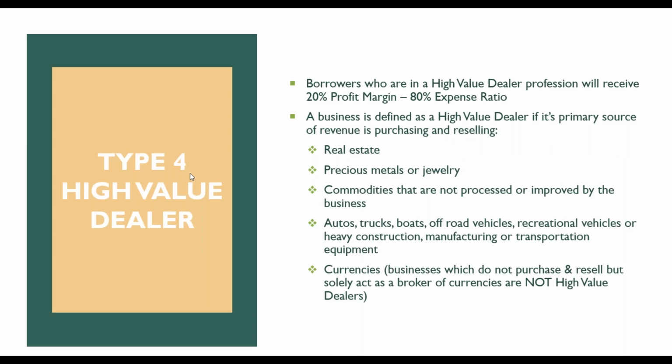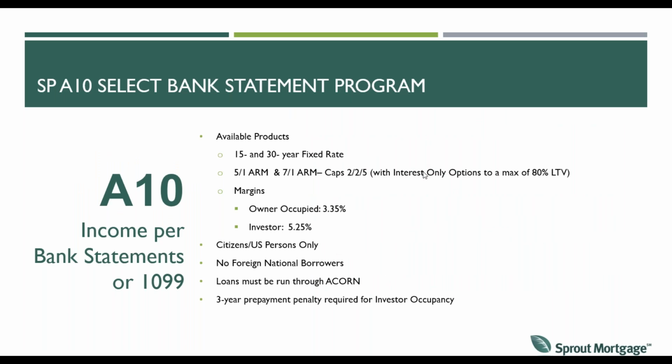The last one is a type 4. They're a very high value dealer. You see they have a huge expense factor just for the fact that they're doing high dollar amounts. They're doing commodities, precious metals, real estate, anything that's, you know, auto, trucks. They've got huge expenses, and they've got huge deposits. So that would be the high value dealer.